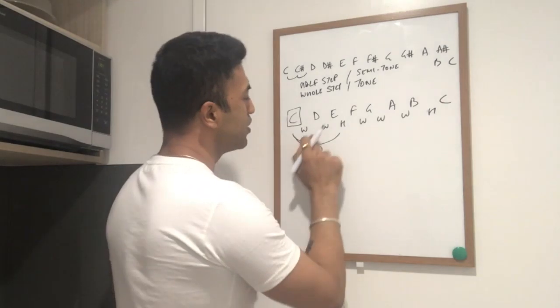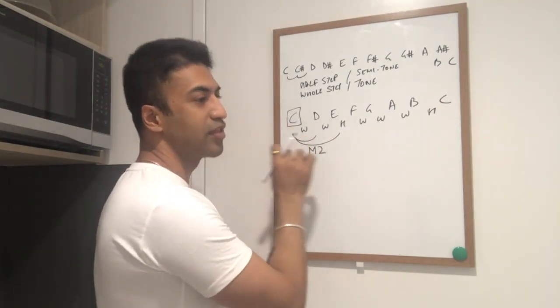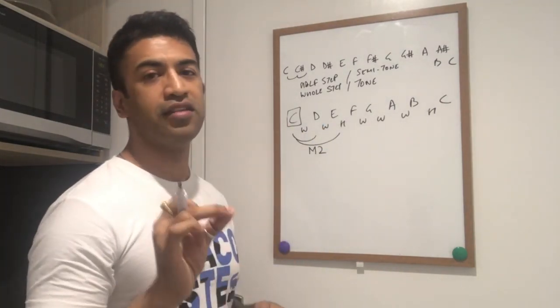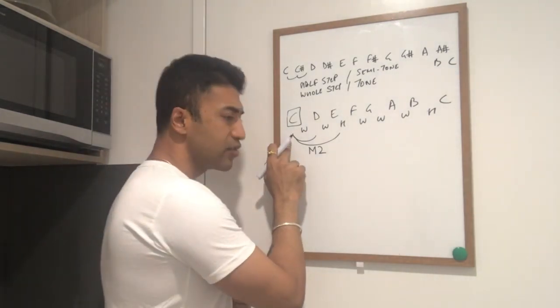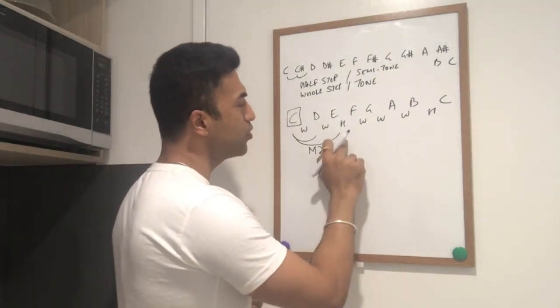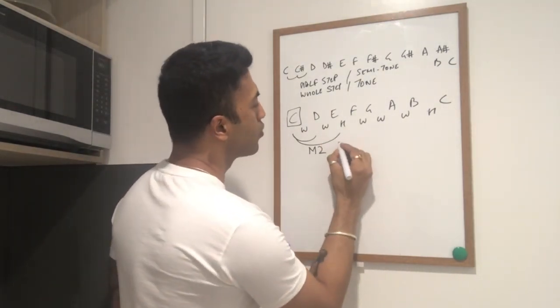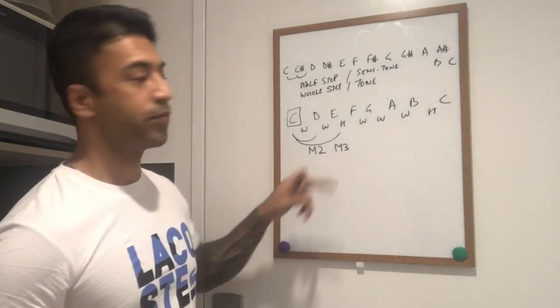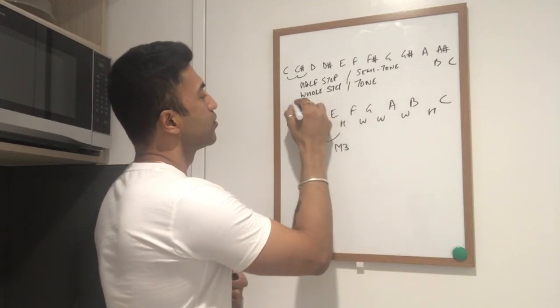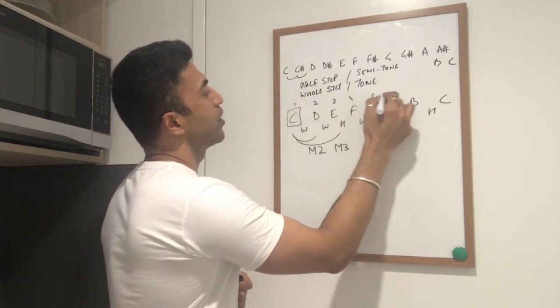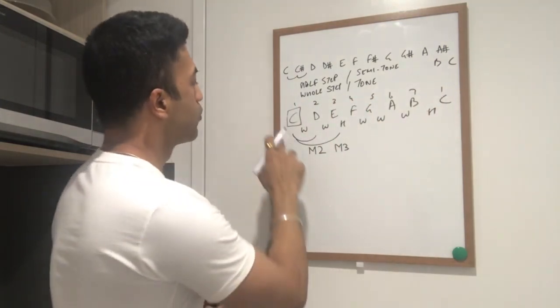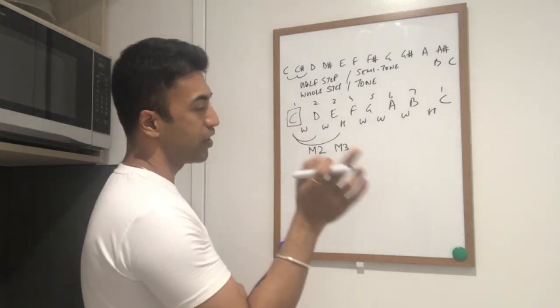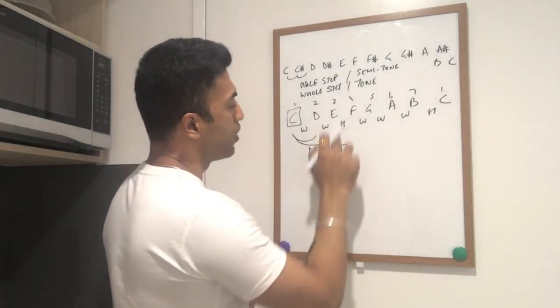From a C to a D, from the first note of the major scale to the second note of the major scale, the interval is a major second. From the first note of a major scale to the third note, the interval is called a major third, a capital M and a 3. So 1, 2, 3, 4, 5, 6, 7, and back to 1. So 1 to 2 is a major second in the case of a major scale. 1 to 3 is a major third.